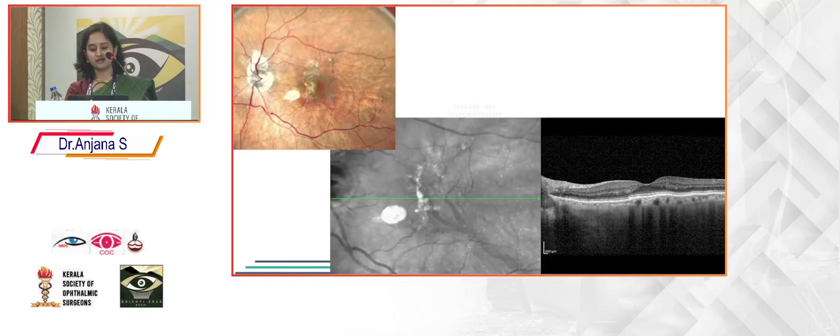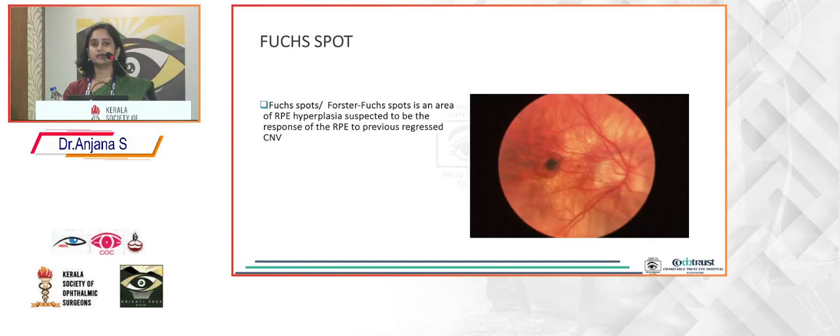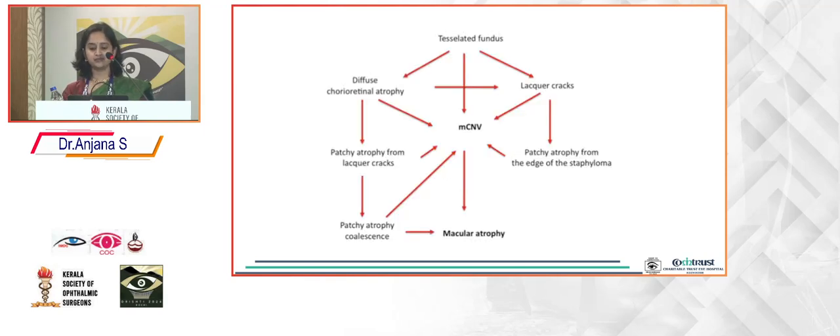So a lacquer crack along with some RPE atrophic areas at the macula is seen. This is better appreciated in the infrared image. Lacquer cracks may be a foci for future CNVM as well, and over time these breaks can expand and lead to macular atrophy. Now the third type of plus lesion, that is the Fuchs spots. Fuchs spots, also called Förster-Fuchs spots, are an area of RPE hyperplasia occurring as a response to previously regressed CNVM.